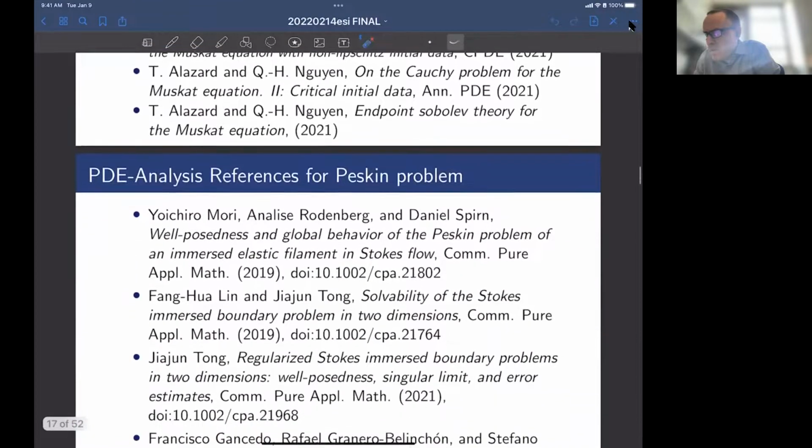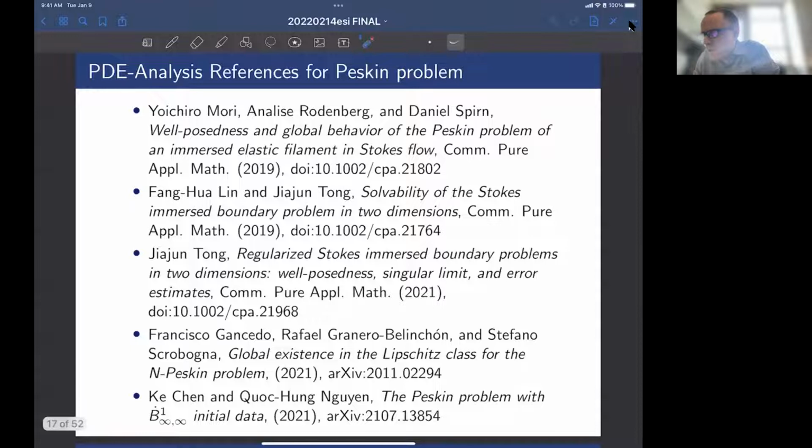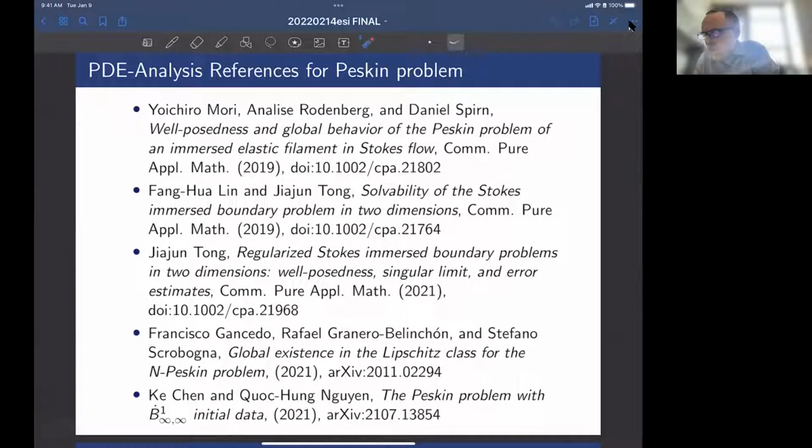And now I want to discuss some PDE analysis references for the Peskin problem. There is a huge literature on the Peskin problem in the computational world, in the medical world, in engineering and other worlds. But other than the 2 papers that I wrote on the subject with collaborators that I told you about at the beginning, these are all the papers on the analysis of PDE for the Peskin problem. The first 2 papers are by Mori, Rodenberg, and Spern. Rodenberg was a PhD student of Mori at Minnesota, and they proved local and global well-posedness for the Peskin problem in slightly subcritical Holder spaces.